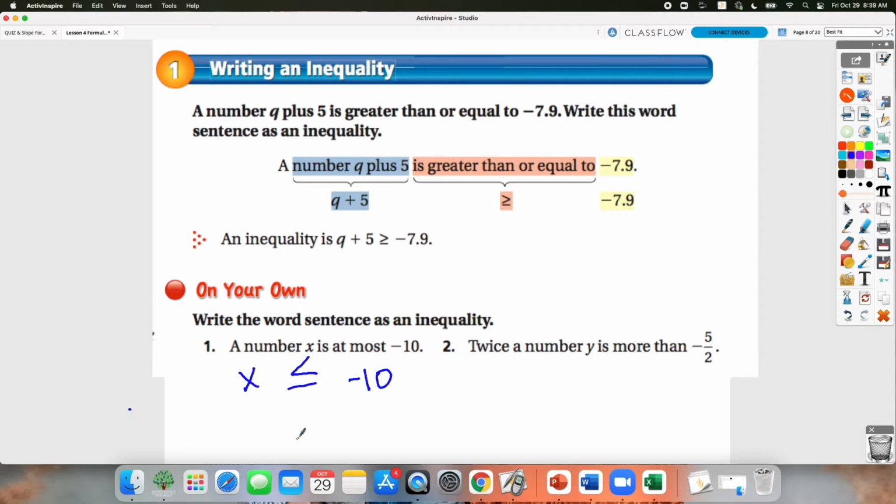All right, twice a number y is more than negative 5 halves. So how do I show twice a number y? How do I write that? Yeah, 2y. And I'm comparing it to negative 5 halves. And it says "is more than." So what symbol do I need between those two? Just greater than. So 2y is greater than negative 5 halves.